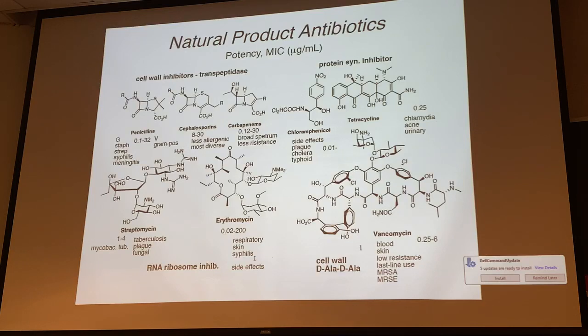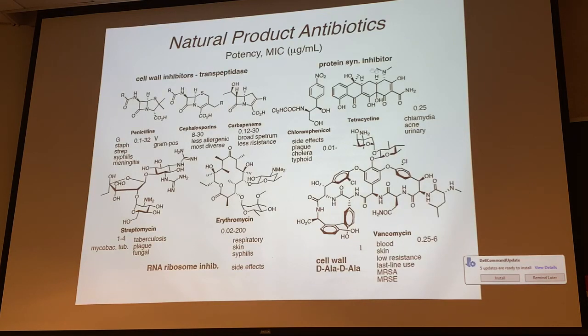So there's a lot of different antibiotics that have been developed. These are the 5 main classes. The beta-lactams, the transpeptidase inhibitors, here they are. Here's the indications for what they're used for. Here's the potency, the MIC value, micrograms per milliliter MIC there. And all of these are still used in the clinic for different applications. You've probably taken some of those.